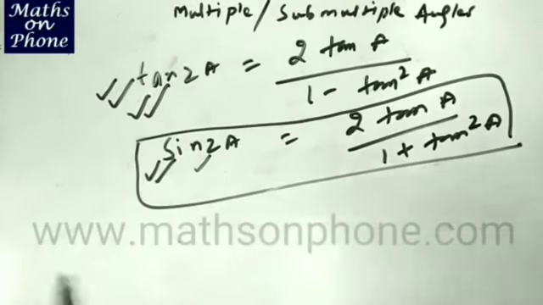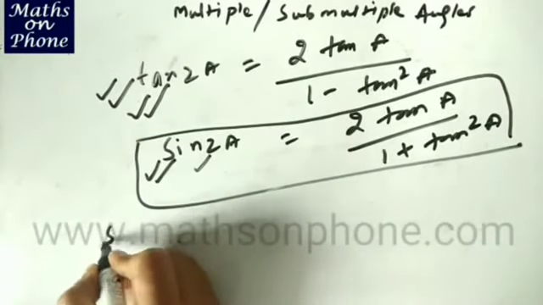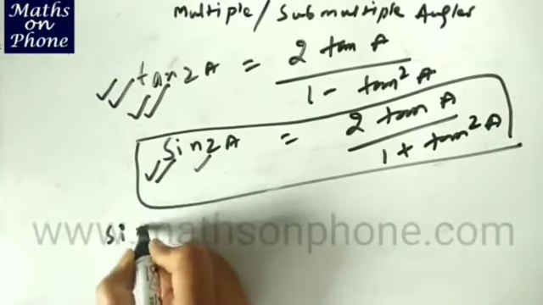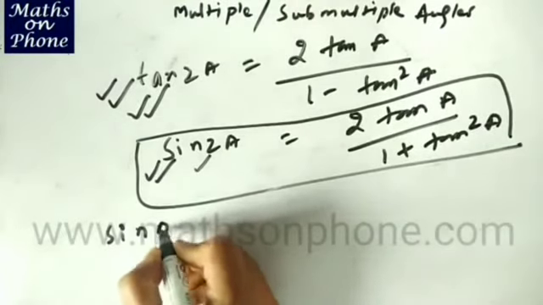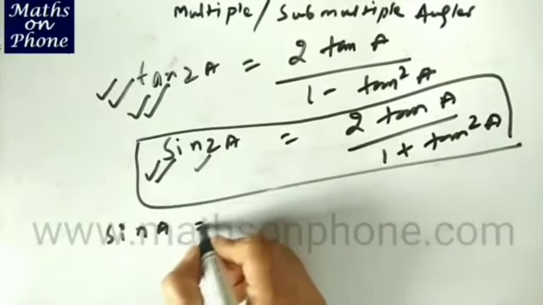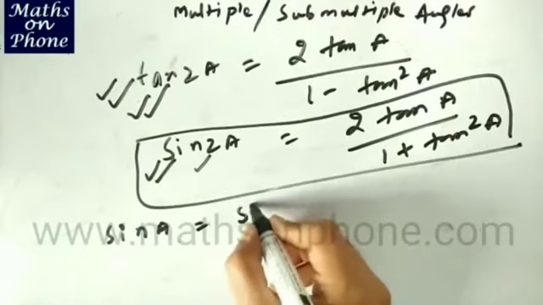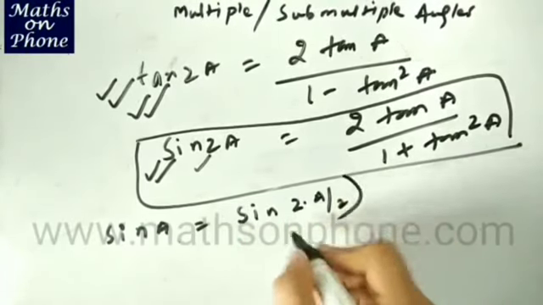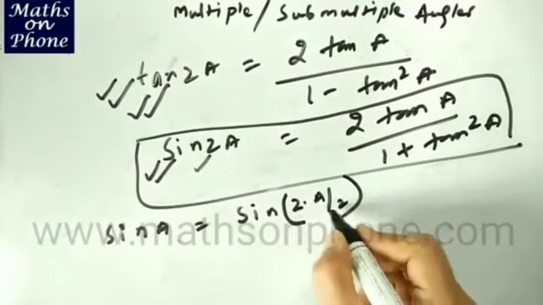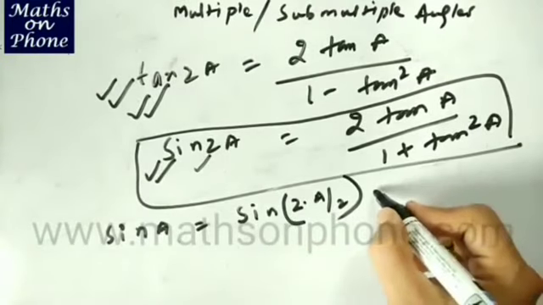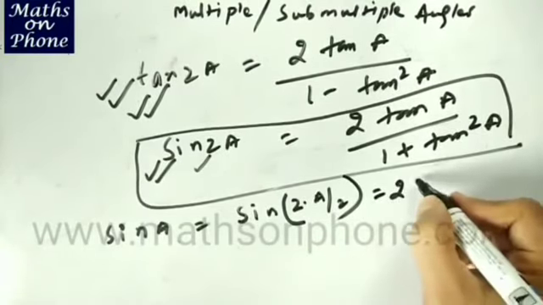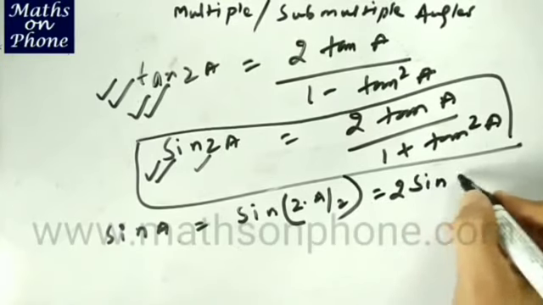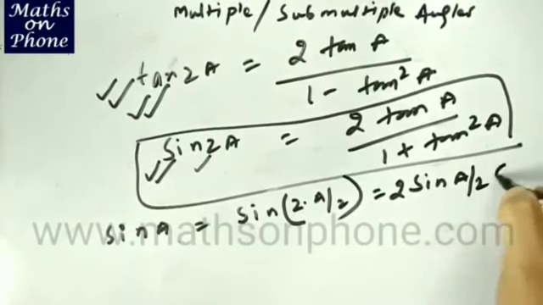Now see how to deal with the submultiple angles. Suppose somebody tells us to find sine A in terms of A by 2. Can I write sine A as sine 2 into A by 2? So this is in the form of sine 2 theta. And we know the formula, 2 sine theta into cos theta. So 2 sine A by 2 into cos A by 2.